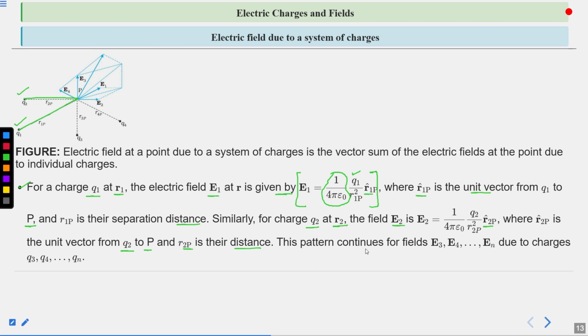This pattern continues for fields E3, E4 and En for nth charges, or we can say due to multiple charges. If we have n charges, then we have to find out the nth electric field due to n charge. So here electric field En is due to charge Qn, and similarly E4 for charge Q4 and E3 for charge Q3 and so on. I hope this is clear. For multiple charges, there are multiple electric fields.